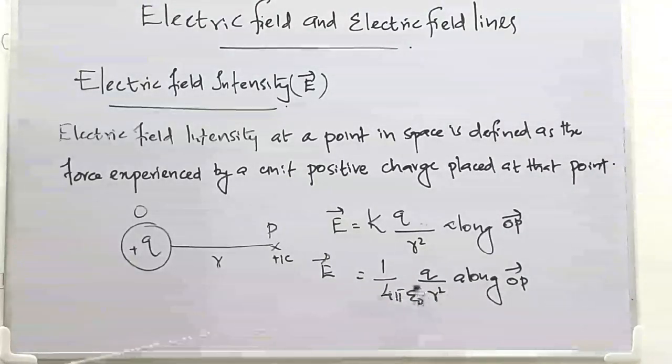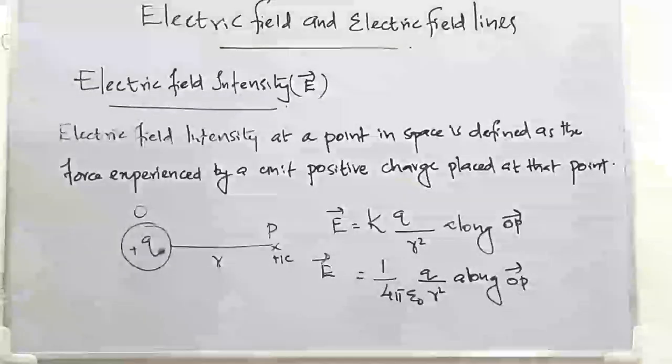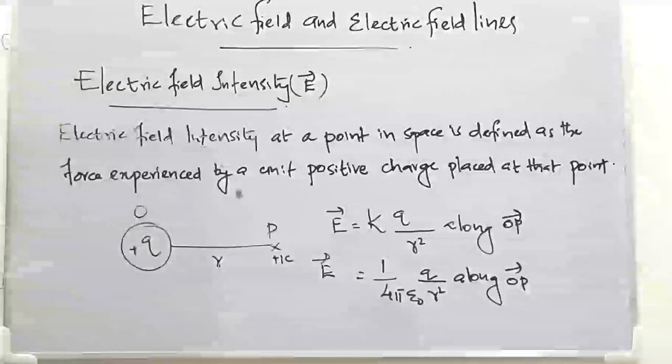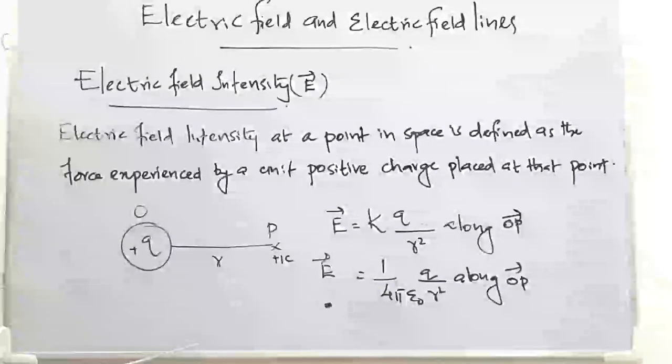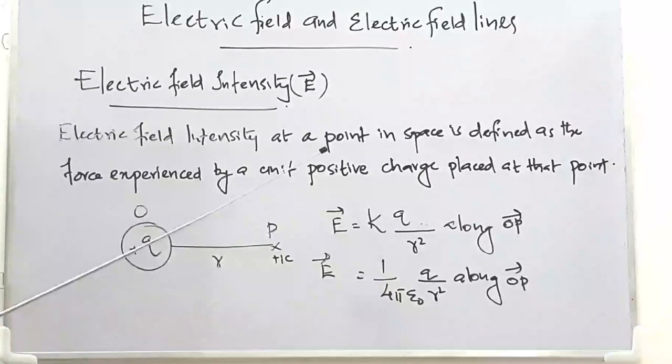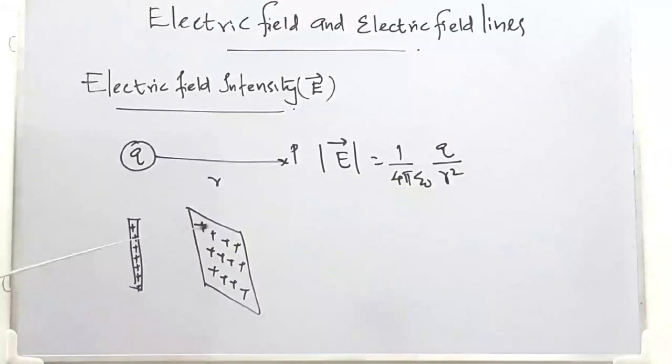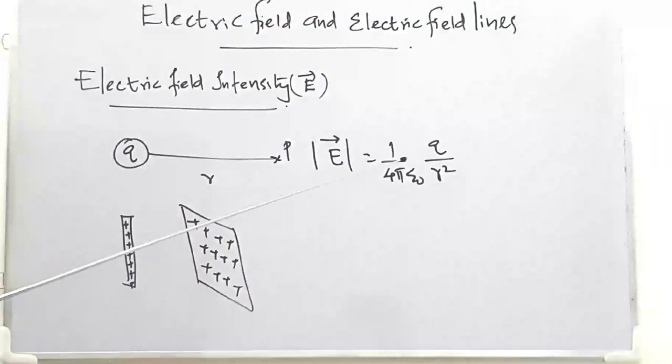Here we have taken epsilon 0 to show that there is no medium, or the given medium is air. So that is the electric field intensity of a point charge. This equation is only applicable for a point charge. Magnitude of electric field produced by a point charge at point P, which is at a distance r from the point charge, will be E equal to 1 by 4 pi epsilon 0 Q by R square. This is only valid for a point charge.